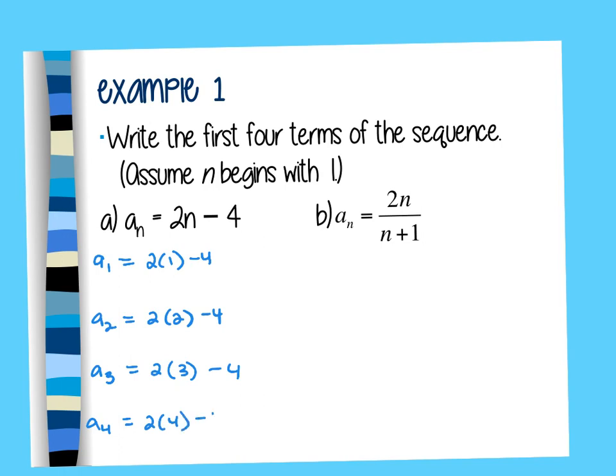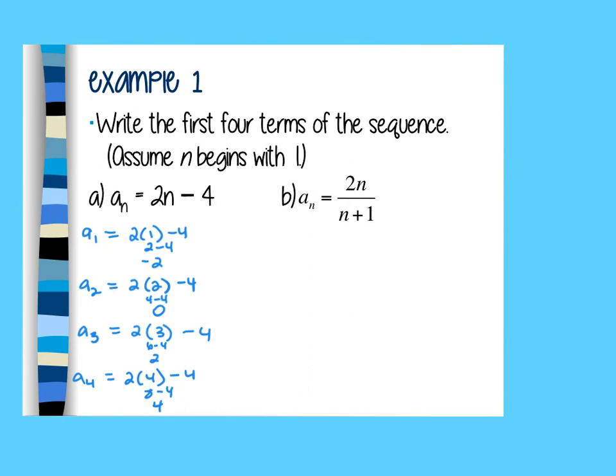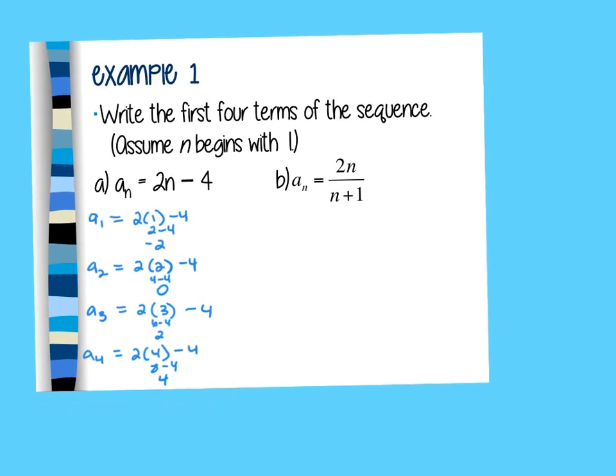So this would be 2 minus 4, which is negative 2. This would be 4 minus 4, which is 0. 6 minus 4, which is 2. And 8 minus 4, which is 4. So when I list them in order from a sub 1 up to a sub 4, it's negative 2, 0, 2, and 4. That's how you will write your answer, the first 4 terms in that sequence. Easy stuff, right? Just plug in numbers.